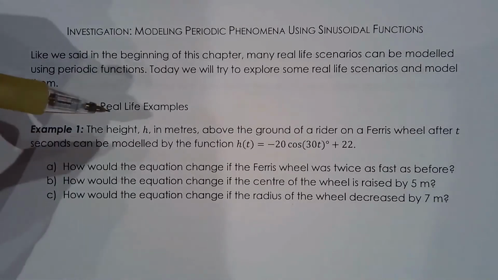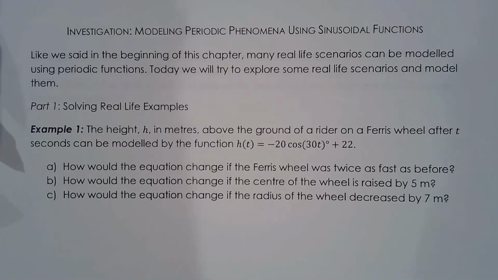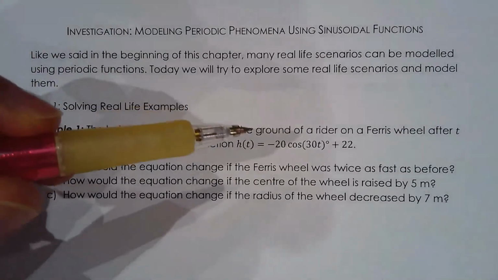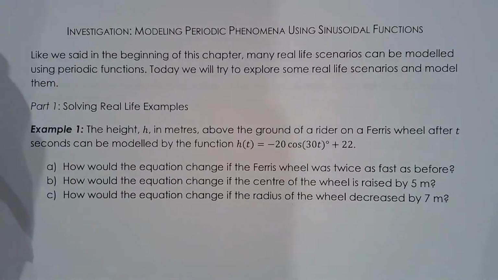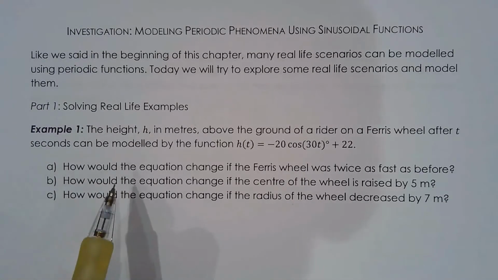The height in meters above the ground of a rider on a Ferris wheel after t seconds can be modeled by this sinusoidal function. So what I'm going to do is generate a graph before I answer the questions, because I think that will help us out a little. We're going to see how the equation changes. Now we don't have to generate a graph, but for a lot of the examples that we're going to do in this sheet, it would be very beneficial to have the graph of the sinusoidal function. It's going to help us better understand the scenario.